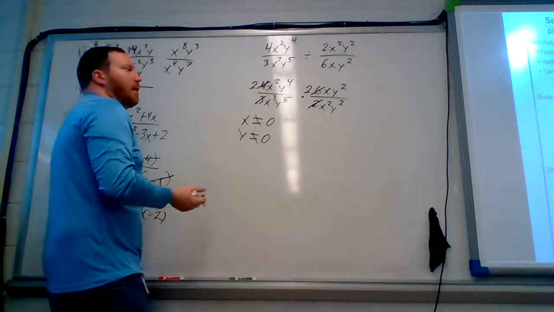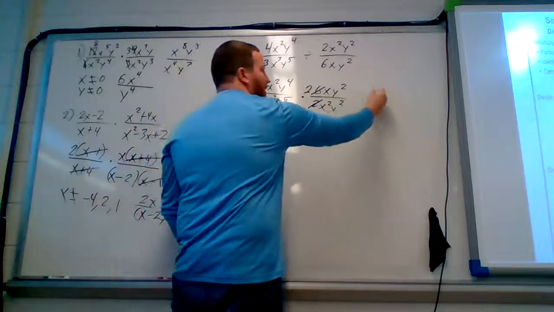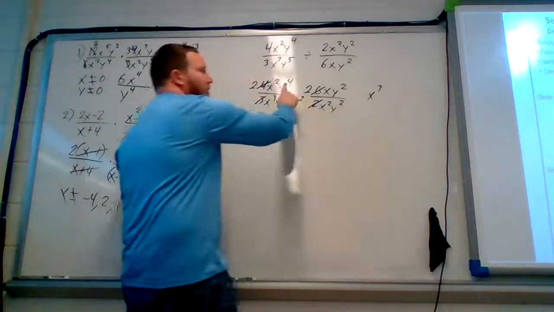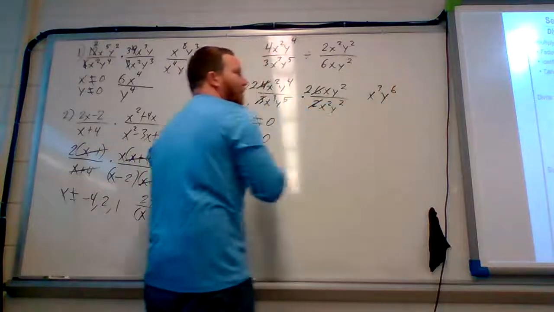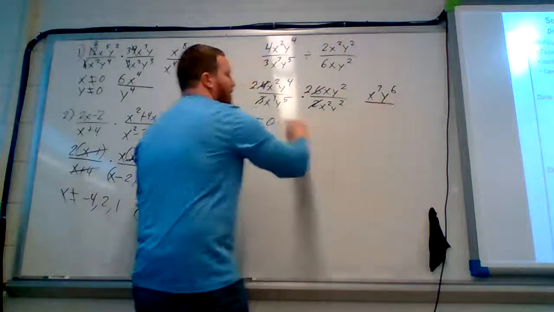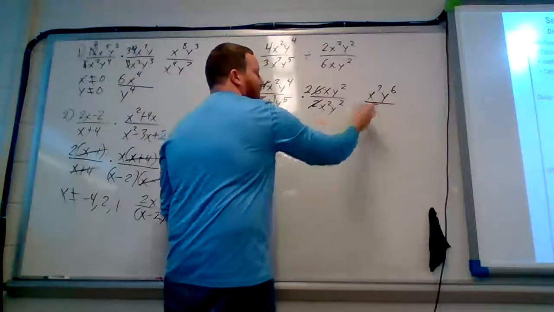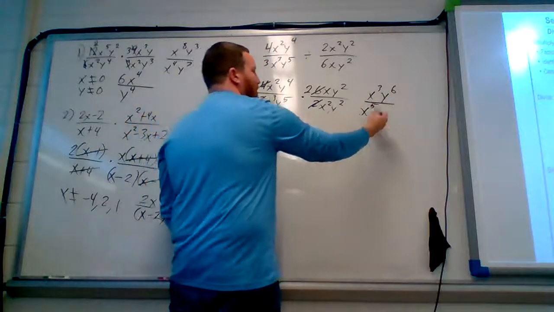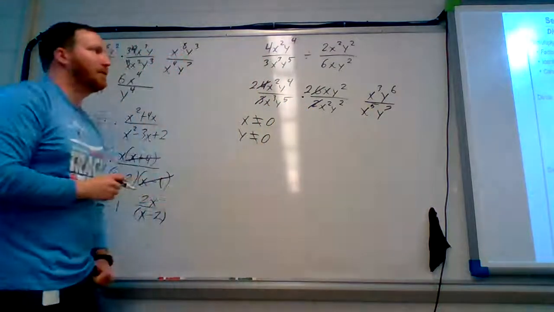I'm going to go ahead and combine across the top. So I got x squared and x is going to give me an x cubed. Y to the 4th, y squared. Again, add your exponents, gets us y to the 6th. Divided by x cubed, x squared, x to the 5th, and y to the 5th. Y squared gets us y to the 7th.